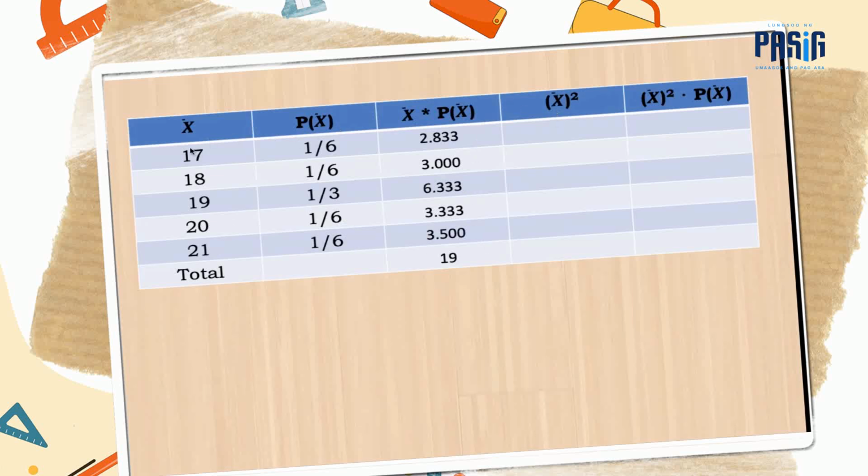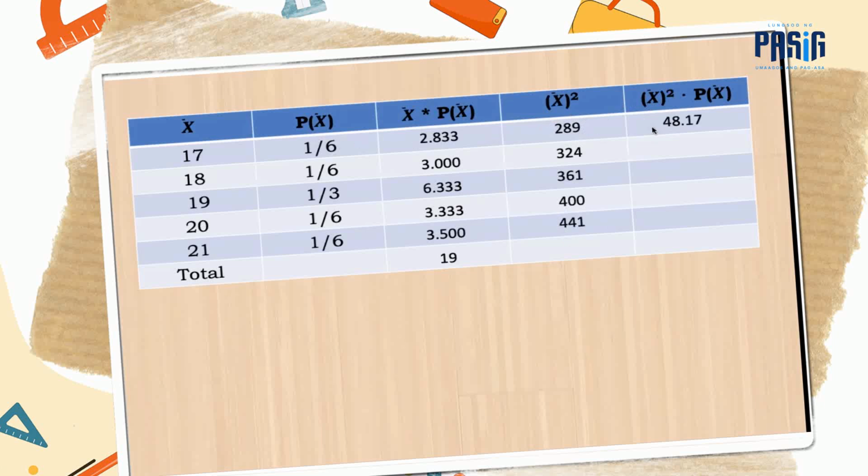Next is to square the value of X, the sample mean. 17 squared is 289. 18 squared is 324. 19 squared is 361. 20 squared is 400. 21 squared is 441. Then after that, next column, multiply each x squared by p of x.